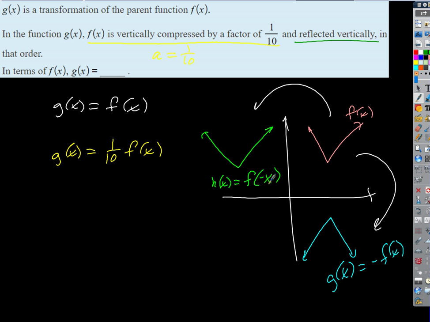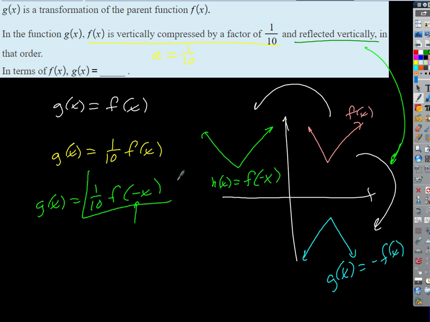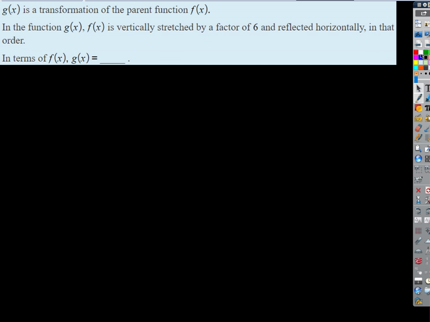Okay, which one is it here? Well, this one actually, we would have reflected vertically. So in our problem, step 2 would have been there, right? Multiply inside. So this is our final answer, right there.